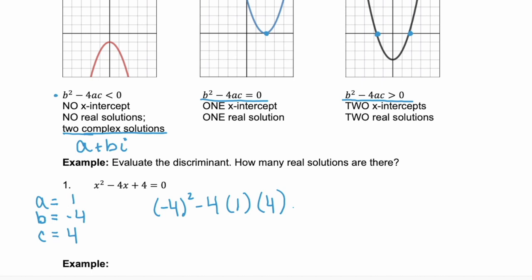Now we just simplify to find out what the value of that discriminant is. -4 squared is 16 minus 4 times 1 times 4, which is another 16. And 16 minus 16 equals 0. And we know from above a discriminant of 0 means that we only have one real solution.